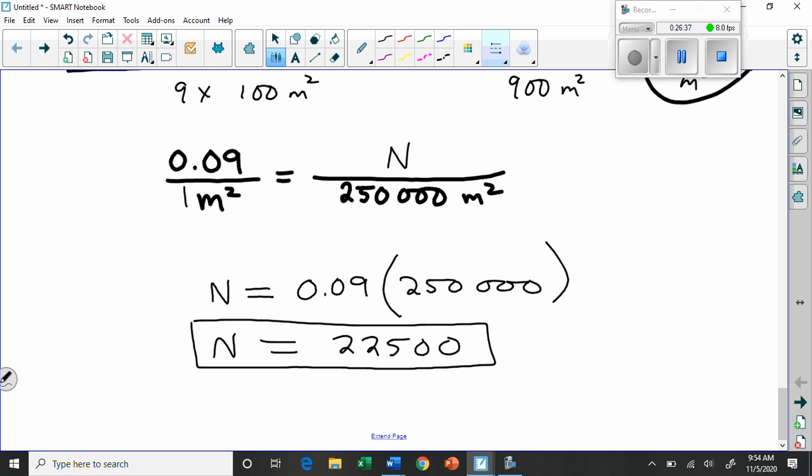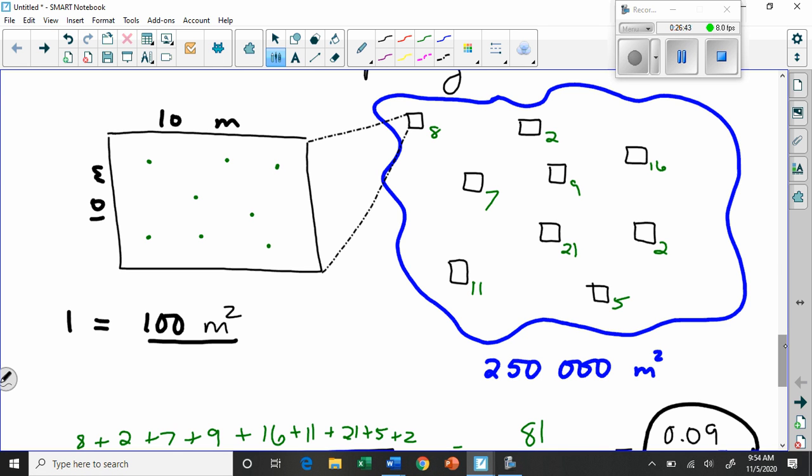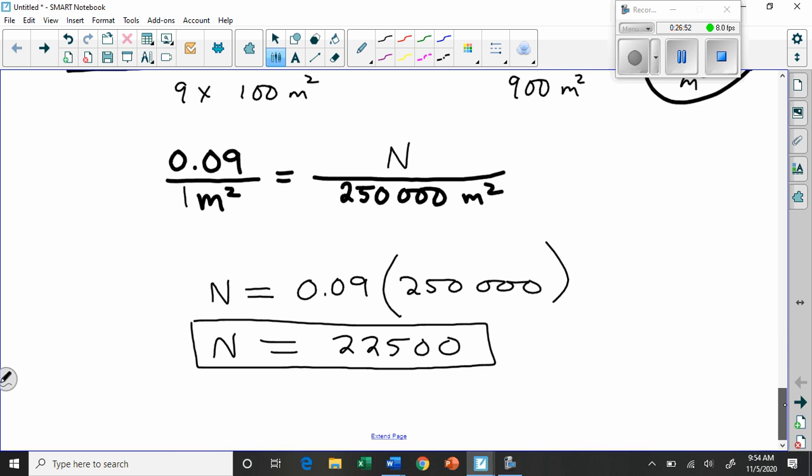So it's not difficult, is it? It's just cut it up in pieces. Count within the pieces the numbers of individuals. Compare that to the total area of the pieces, and then get a ratio that you can then extend to the overall area.